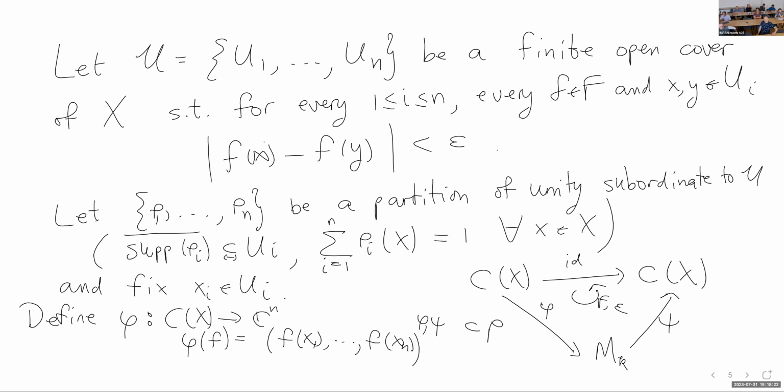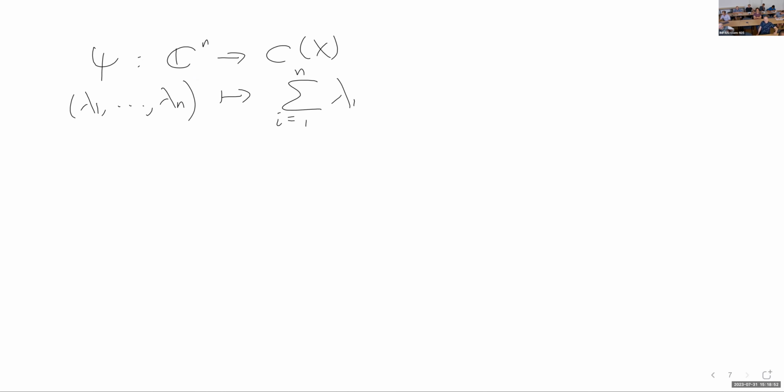So I'm going to define psi, and this will not be a star homomorphism, so psi from C^n to C(X). So F maps to sum, i from 1 to n... oh, not F, sorry. I mean, an n-tuple of complex numbers, lambda maps to the sum of lambda_i rho_i.